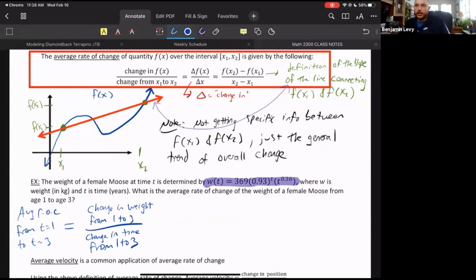Who's having a hard time seeing the bottom of the screen? Can you see everything I wrote right there? I think it was Josh. Does that seem okay?